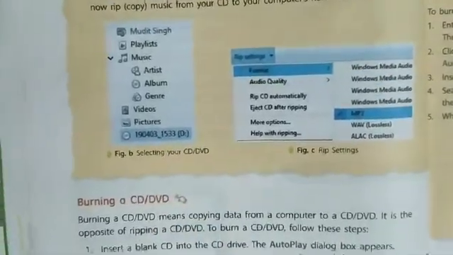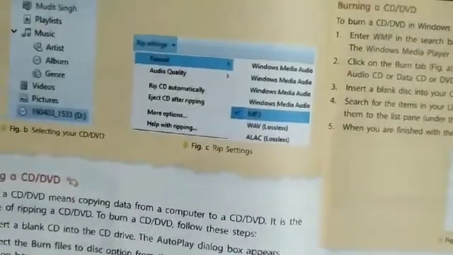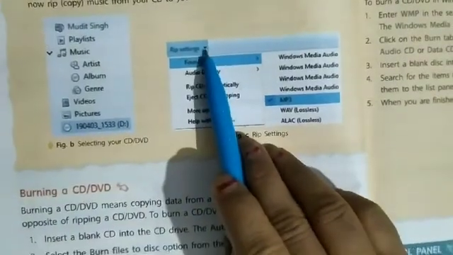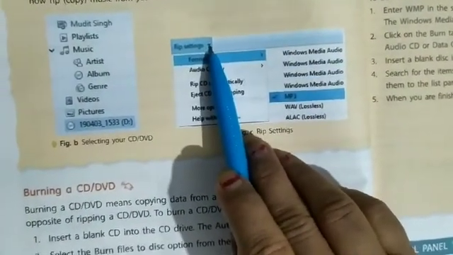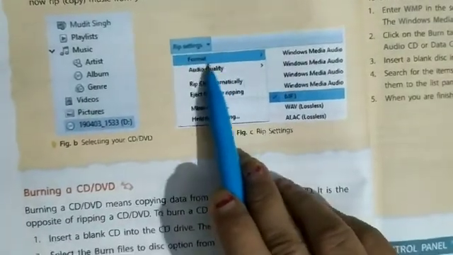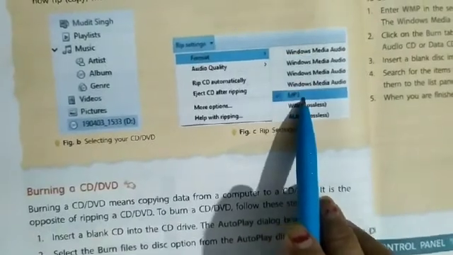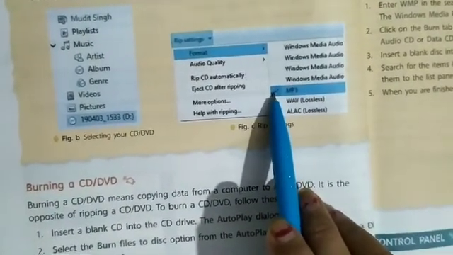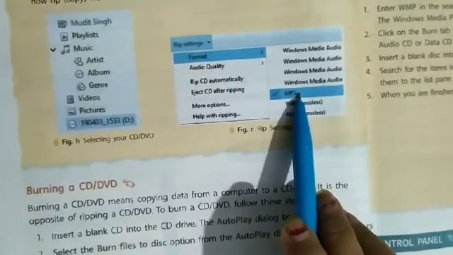Then after this you have to click on the RIP settings. This is the RIP settings. In the drop down arrow you have to click here. You go to the format bar, then go to this and you have to select MP3. By clicking over it you will see a check sign here. This means you have selected this.